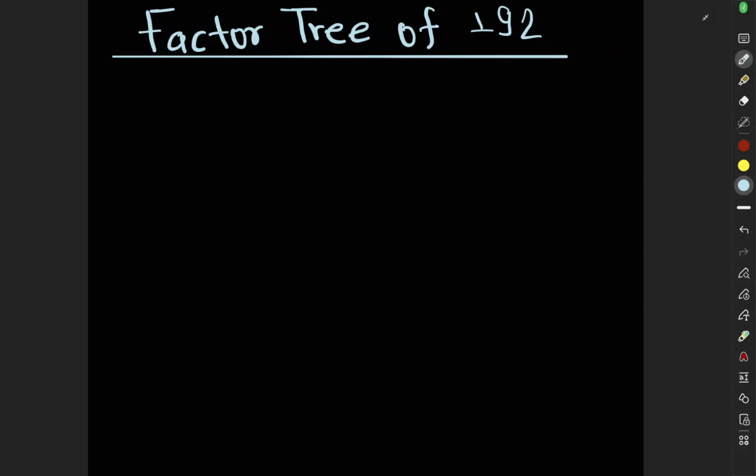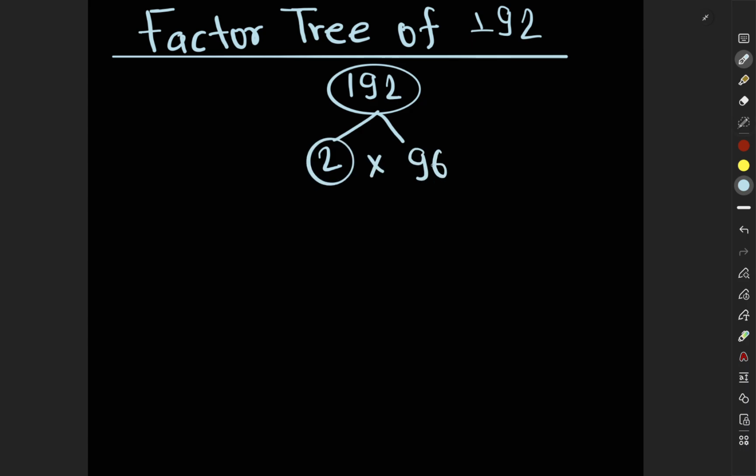Factor tree of 192. So 192 can be written as 2 times 96. 2 times 96 means 192. 96 can be written as 2 times 48. 2 times 48 means 96.